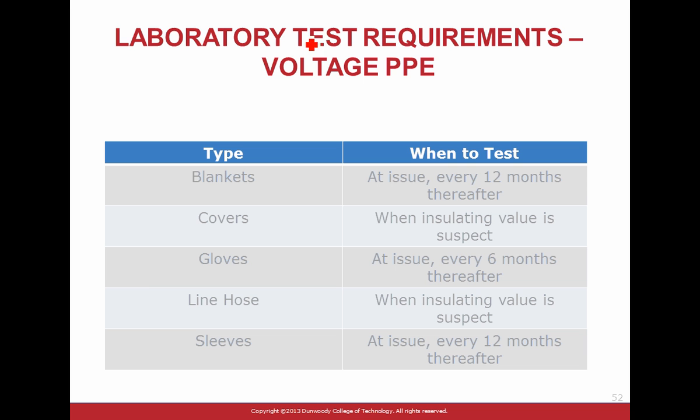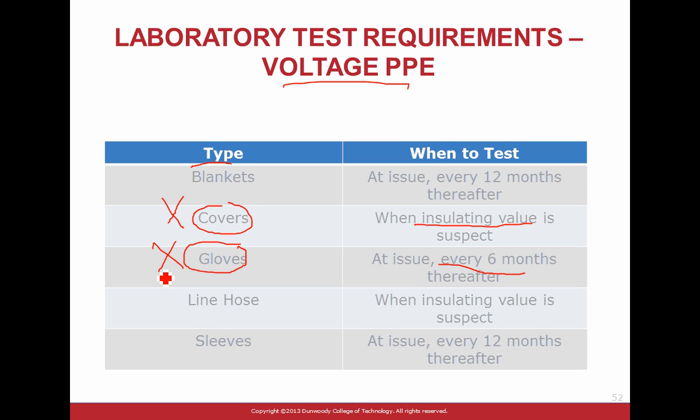Tests. We talked about how to test them. Laboratory test requirement by voltage PPE. Look at this, we don't have a blanket for you guys. The gloves, when installed, valves when insulating valves are suspected, and also every 6 months thereafter. That's where you guys are. You are supposed to lab test them if you suspect that something is wrong with them. They leak air basically, or every 6 months.